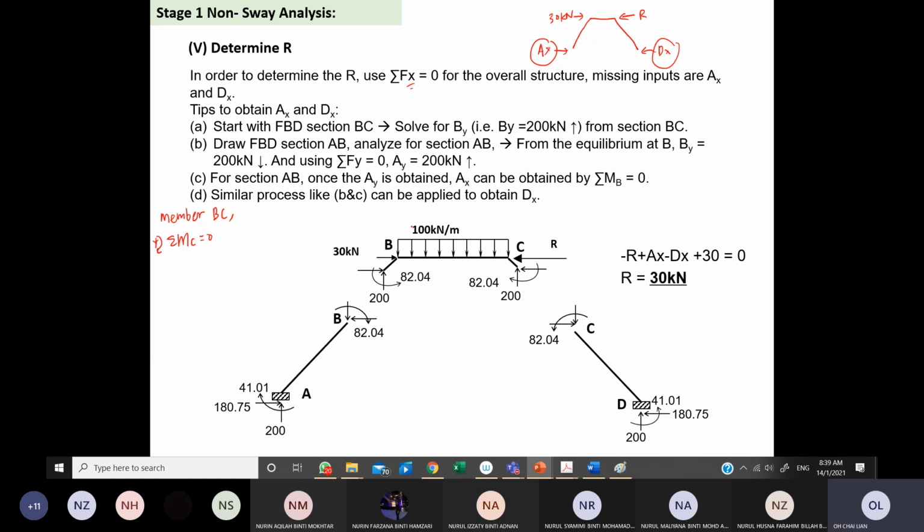Okay, so maybe let me help you. There is a loading that will contribute to the moment, which will be 100 kilonewton per meter, and BY. But now the BY, we don't have the answer yet. We are going to find whether the BY is 200. Are you okay? Can we start with 100 kilonewton per meter? 100 times 4. Oh, correct, I forgot to give you the length, 4 meter. And then the distance to C?